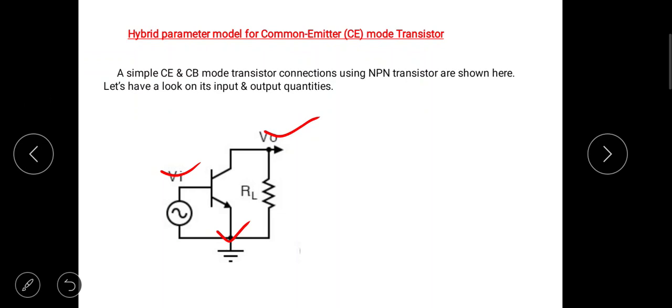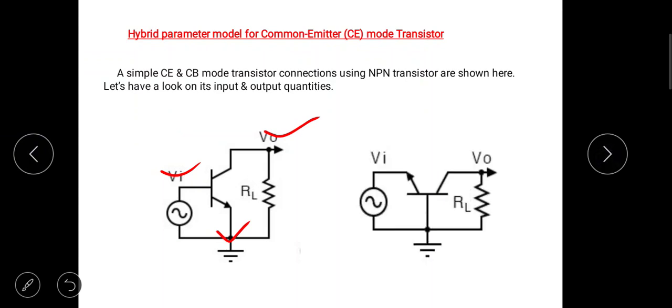Now, come to the second circuit. You can watch this. This is a transistor connected in common base configuration or common base mode. Already all these circuits like common emitter, common base and common collector we have discussed in detail in first year in the study of transistors. Okay, now come to the next slide.